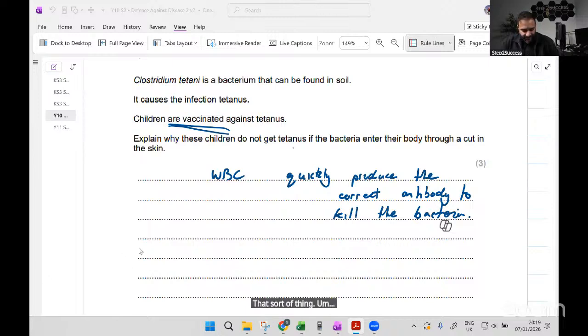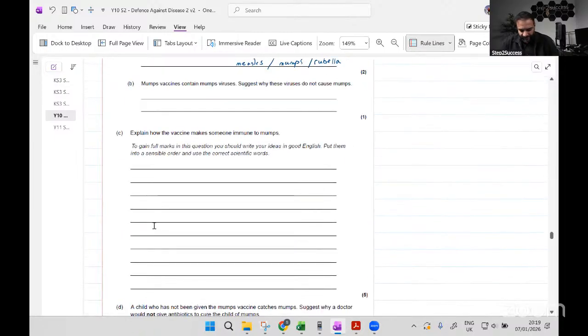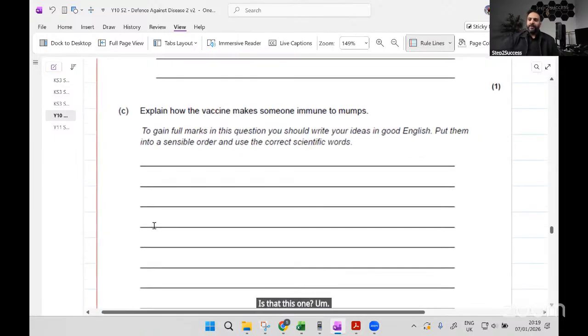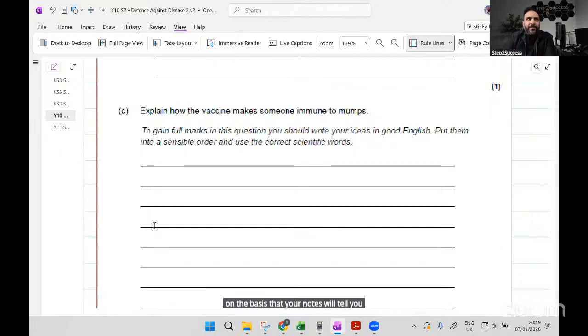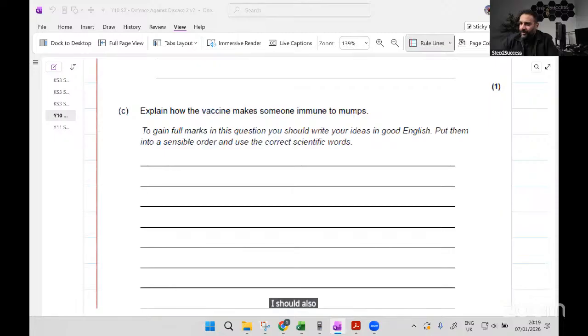5C. Have I done that already? Is that this one? No, I'm not going to do 5C on the basis that your notes will tell you how a vaccine works. And I did just technically say it as well. So remember, these kind of things, they're in your notes. 100% you have got notes about how a vaccine works, because it is basically the most important part of this topic.